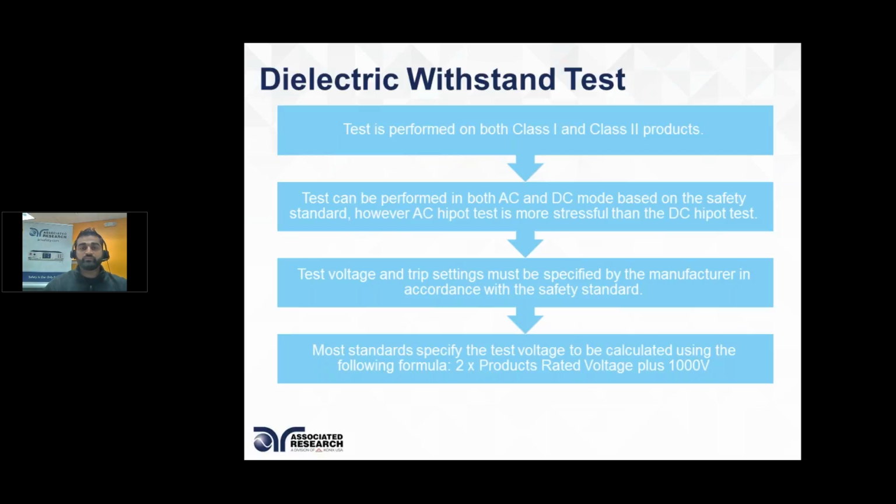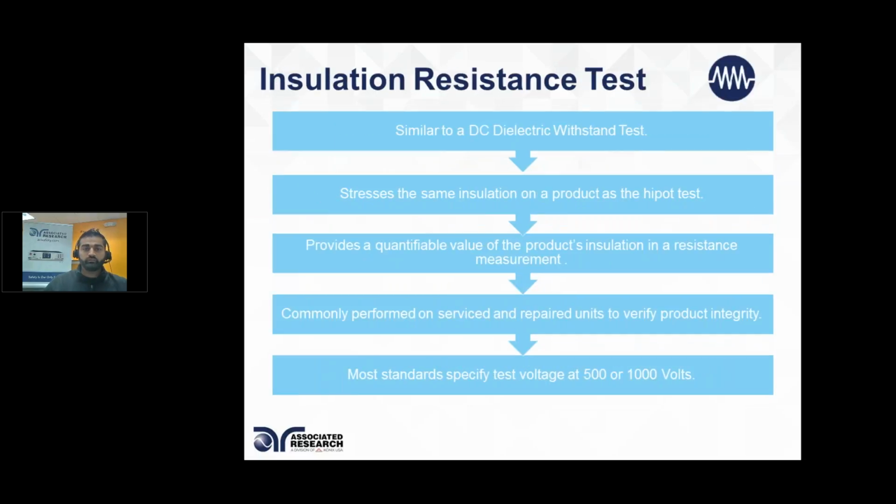Again, we're going to apply 1480 volts in our current carrying circuit to make sure the insulation that's meant to protect it is there, and it's not missing anything, and it's not breaking down to ground or having excessive leakage current. So that covers our AC hipot test.